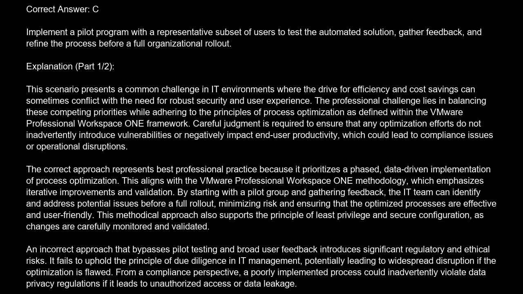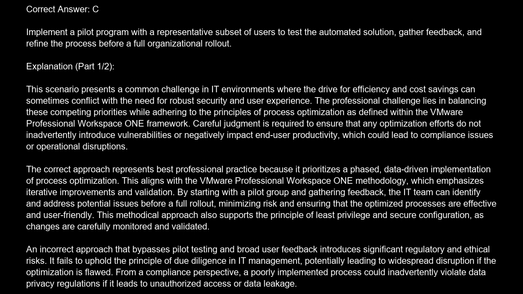Explanation. This scenario presents a common challenge in IT environments where the drive for efficiency and cost savings can sometimes conflict with the need for robust security and user experience. The professional challenge lies in balancing these competing priorities while adhering to the principles of process optimization as defined within the VMware Professional Workspace ONE framework. Careful judgment is required to ensure that any optimization efforts do not inadvertently introduce vulnerabilities or negatively impact end-user productivity, which could lead to compliance issues or operational disruptions.